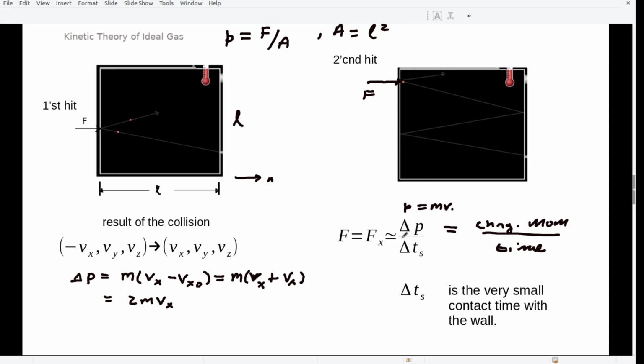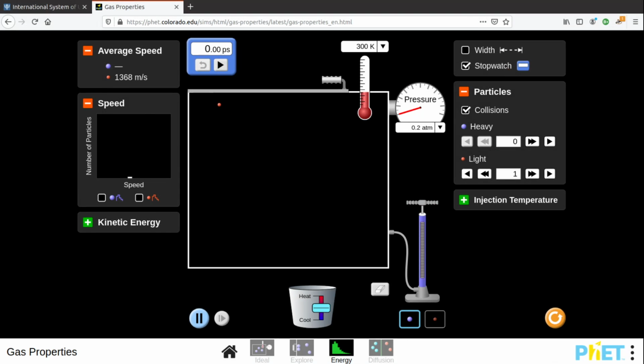Now, what about the time it takes for that change to happen in? That's the contact time of the particle on the wall, the time when the force is being exerted. Very small. Do we have a chance to measure that time? Well, let's look at our particle.